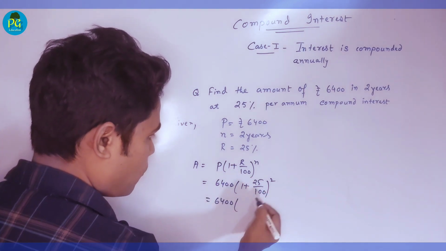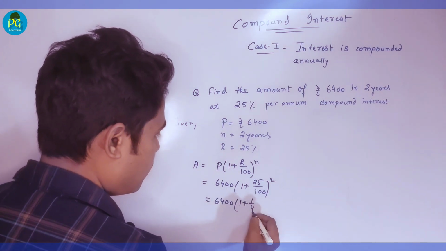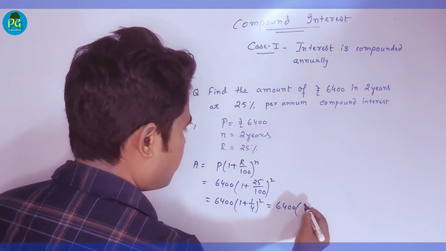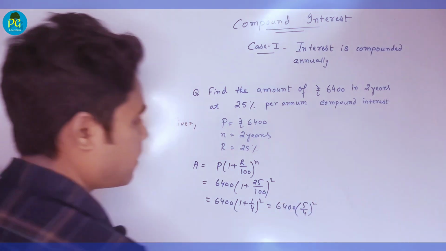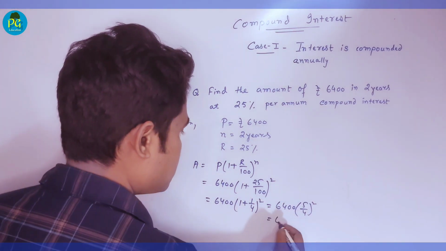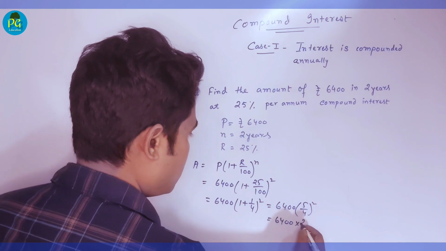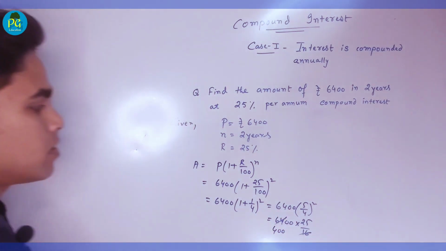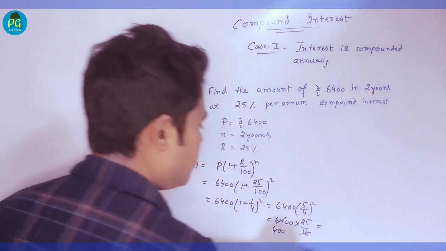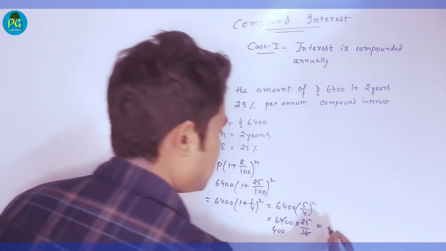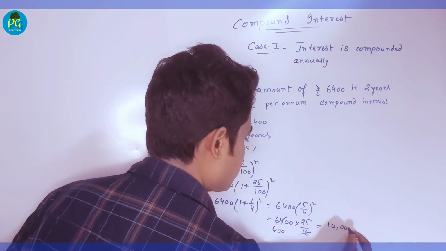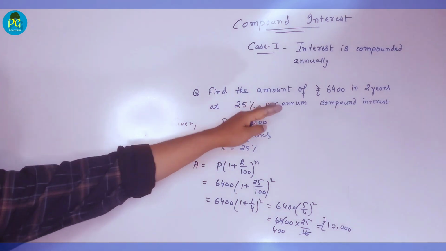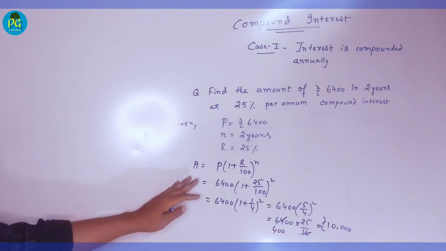This is 1 by 4, so 1 plus 1 by 4 whole square. This is equal to 6,400 into 25 by 16. Now you cancel, so equal to 400 into 25. So this is equal to 10,000. So after 2 years, the amount of 6,400 will be 10,000.